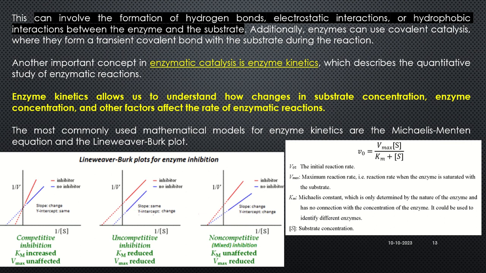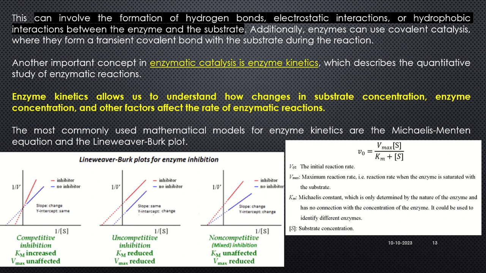What is that? That is the reaction rate where the enzyme is saturated with the substrate. If the enzyme is saturated with substrate, then it is Vmax, the maximum rate of reaction. Now Km means the Michaelis Menten constant, or Michaelis constant, which is only determined by the nature of the enzyme. Remember these words. Km is a Michaelis constant which is only determined by the nature of the enzyme and has no connection with the concentration of the enzyme.